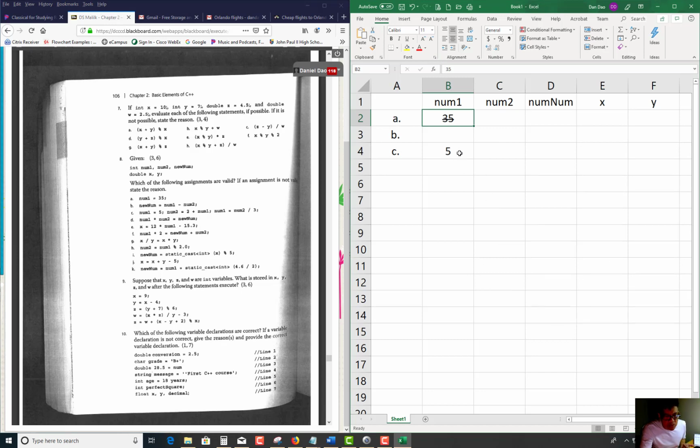Num2 says what? Take 2 plus num1, which is what? 7. 2 plus 5 is now 7. Store that into num2. That's what this line says. Num2 divided by 3. Num2 is 7. I'm sorry, 7 divided by 3 equals num1, which is what? 2. Not 2 decimal something, no, because these are integers now, right?